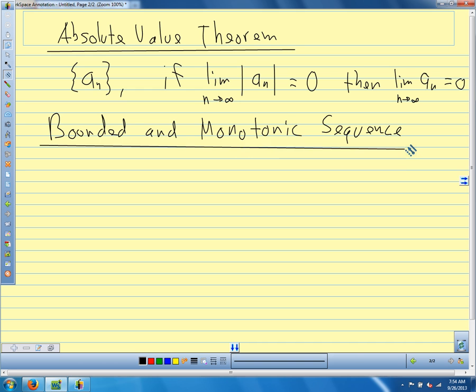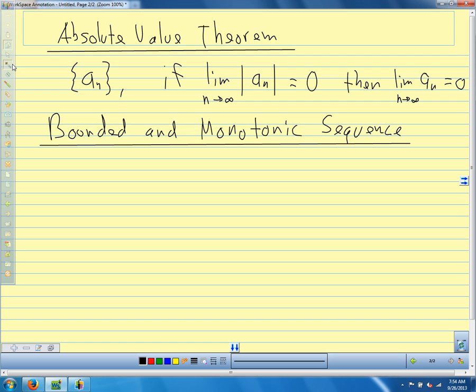So when I say bounded, what do you think we're talking about? If we're talking about a sequence being bounded, what do we think that's going to tell us about our sequence? What do we think of the word bounded? Certain domain and range. So there's some kind of restriction. We're thinking of some kind of restriction.